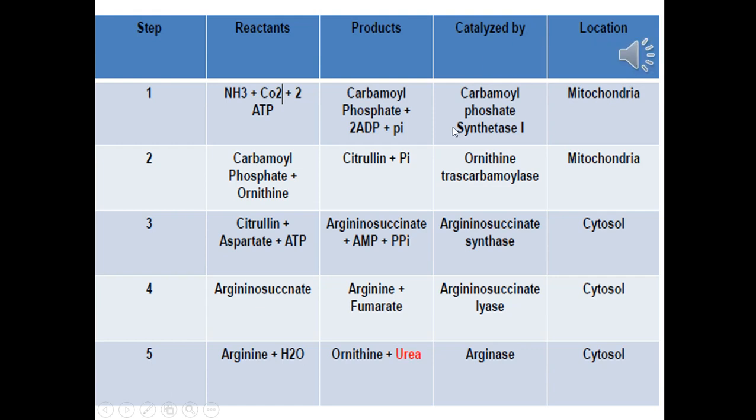Now this slide shows the urea cycle in table form. It represents the steps, reactants, products, enzymes, and location. This is another method to explain the urea cycle. This is up to you. As you like, any method is right.